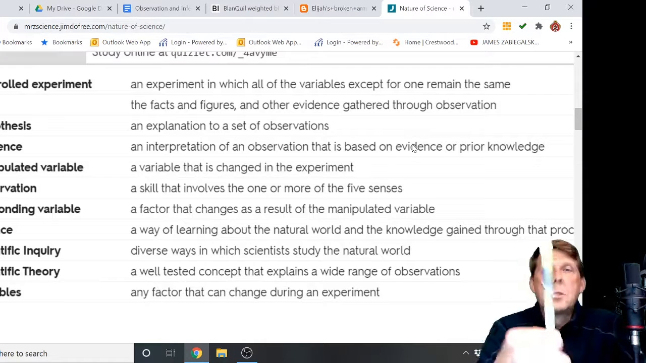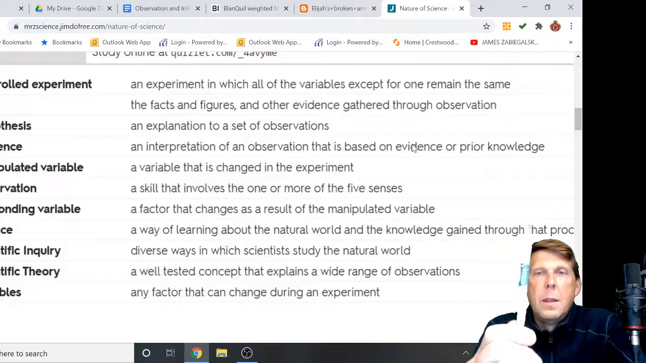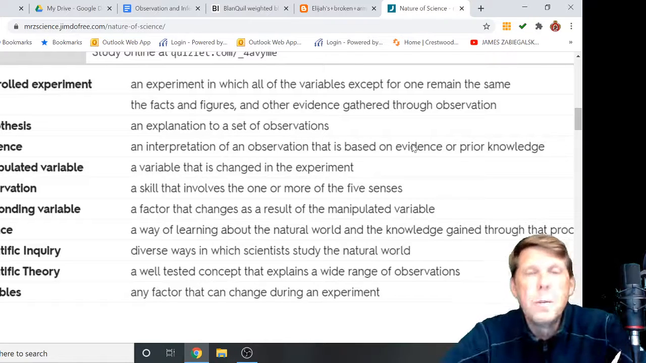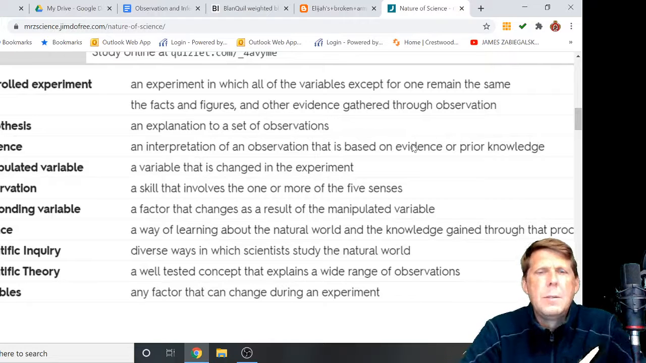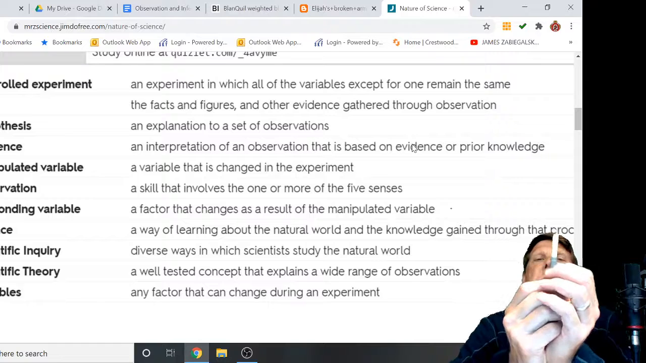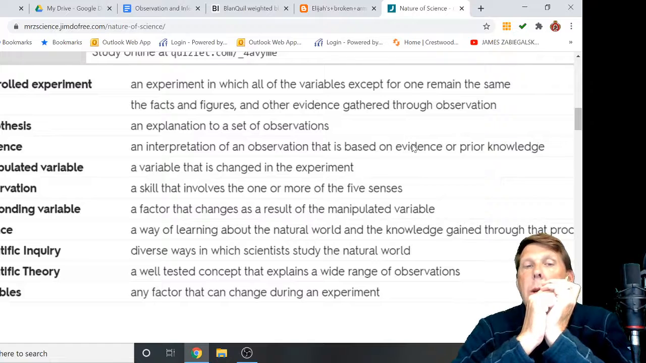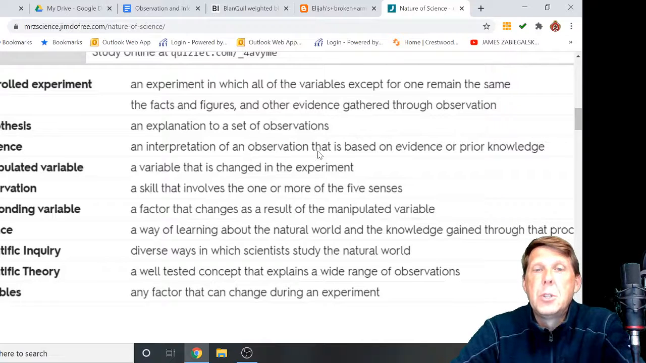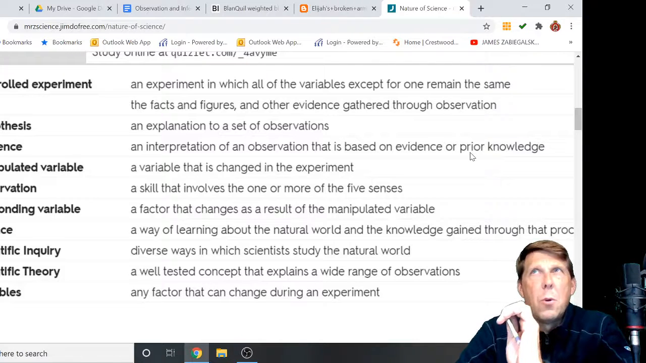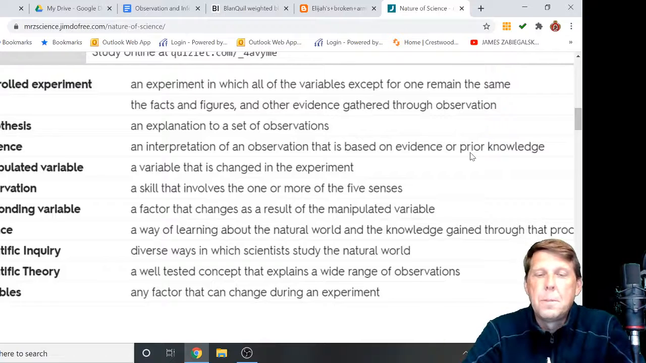But then you can make an inference. You might say that tape is on there because the pencil is broken. You don't know if it's broken, but based on what you observe, based on prior knowledge, you know that tape can fix things, and maybe you've even taped the pencil yourself. You might say it's not broken, but you say that tape is on there because it is cracked, and the owner doesn't want it to get any worse. Inference, an interpretation of an observation that is based on evidence or prior knowledge. Meaning you've seen cracks before. You know if you don't take care of it, the crack can get larger.